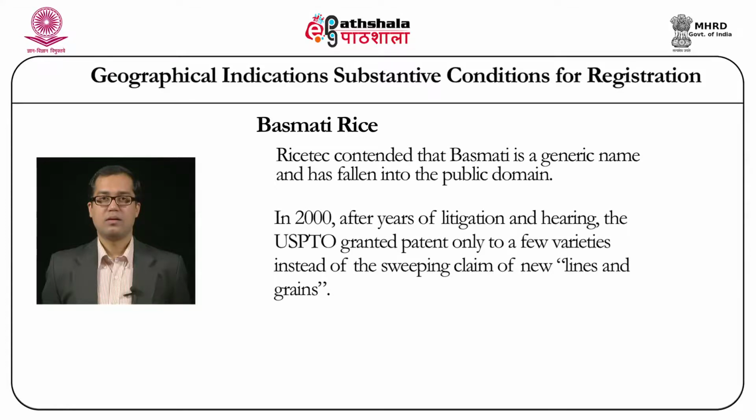In 2000, after years of litigation and hearing, the USPTO granted patent only to a few varieties instead of the sweeping claim of new lines and grains, but the event was an eye-opener for India, and it was in this backdrop that the GI Act of India was passed in 1999.